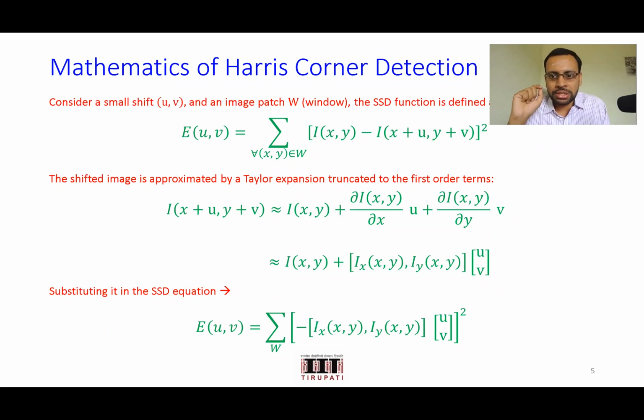Is this statement clear to you? What I am stating here is, even if I move this patch an infinitesimally small distance, by u in the x and v in the y, and then I take the difference between corresponding pixels in these two patches, subtract them and square them, so that it doesn't matter whether the difference is negative or positive, this is something you want to maximize. A key point you would consider is something where, in whichever direction you move, this is very high.